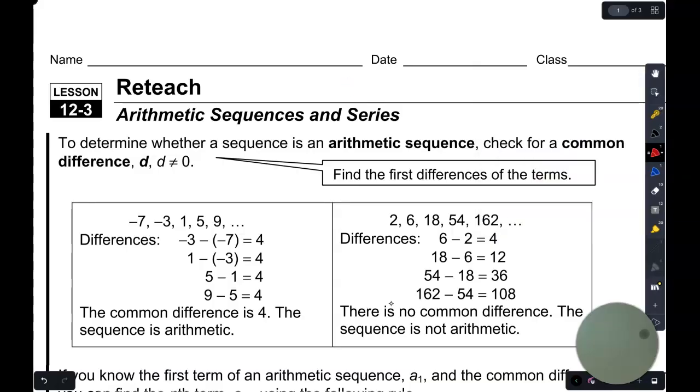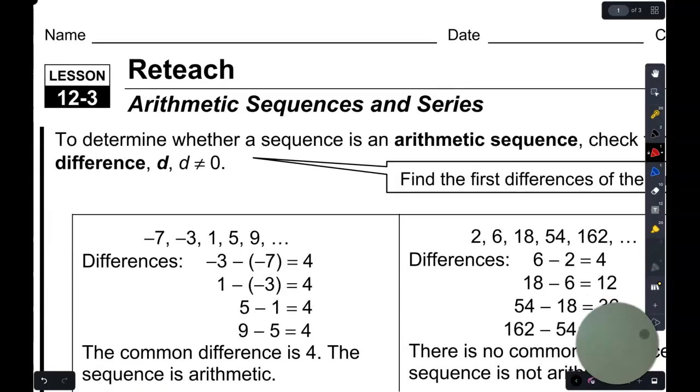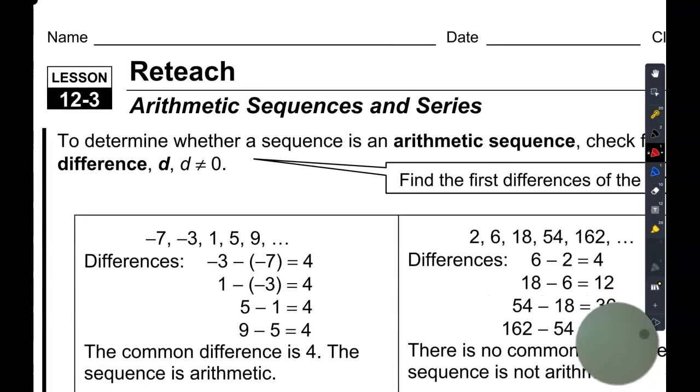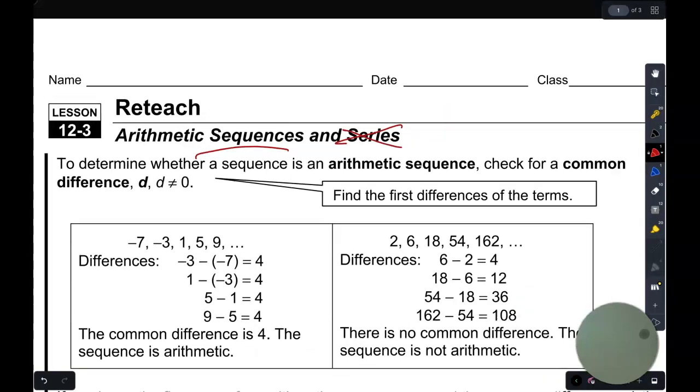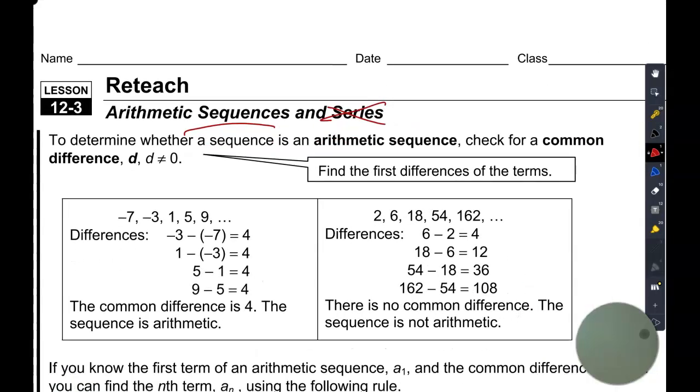All right. So, arithmetic and geometric sequences. And this one right here is the arithmetic sequence. And it says series. Don't pay any attention to that. We're just going to talk about the sequences. Okay. So, determine whether a sequence is arithmetic or geometric. Okay. So, you go check for the common difference.